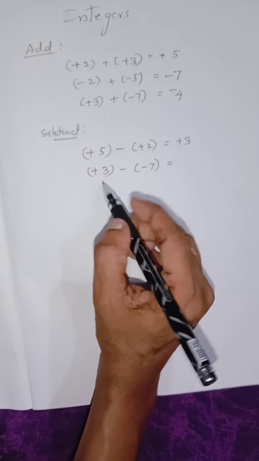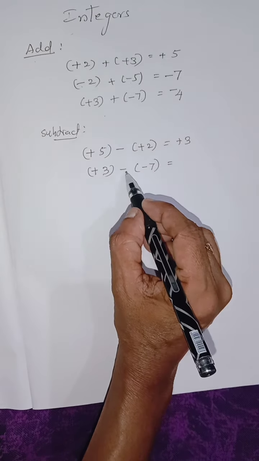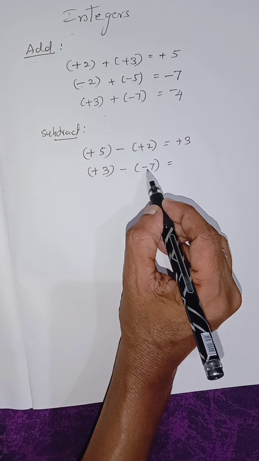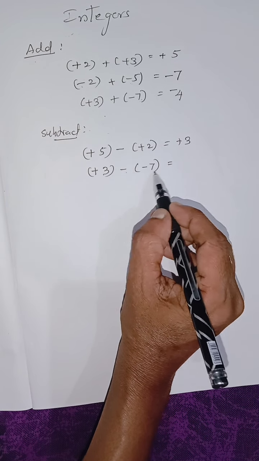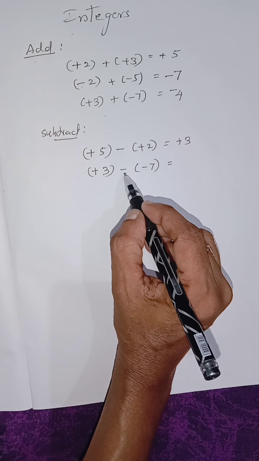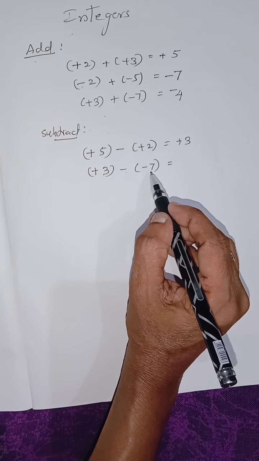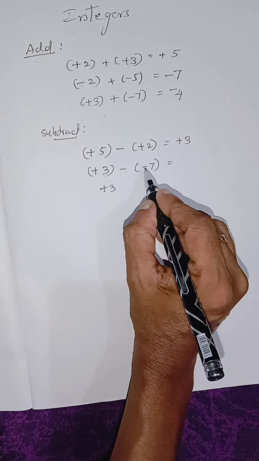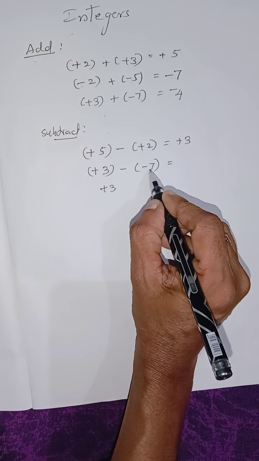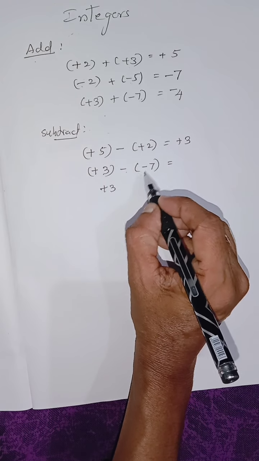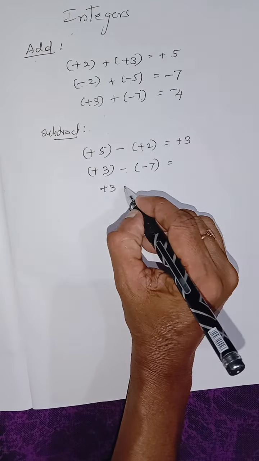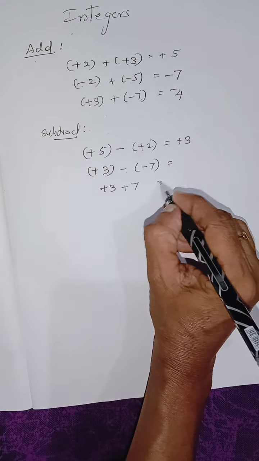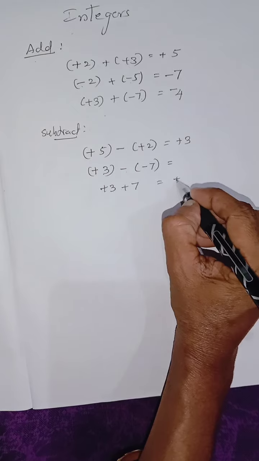And in the second case, positive 3 minus negative 7. So for negative 7, if they give a minus, then change the sign of this. Take the additive inverse. The additive inverse of negative 7 is positive 7. Just take the reverse sign. So we will be taking it as positive 7. So 3 plus 7 is 10.